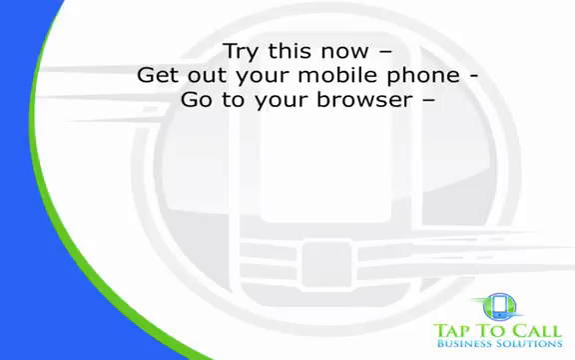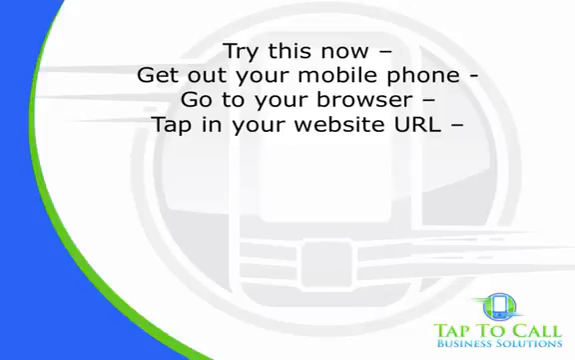Go to your browser, whatever that may be. Once you've got your browser, tap in your business website. The URL of your business website, tacticalbusinesssolutions.com.au. So tap in your website URL, and hopefully providing Telstra or whoever you're with is being good to you tonight. That should be coming up fairly shortly. If it's not, you need a mobile website.